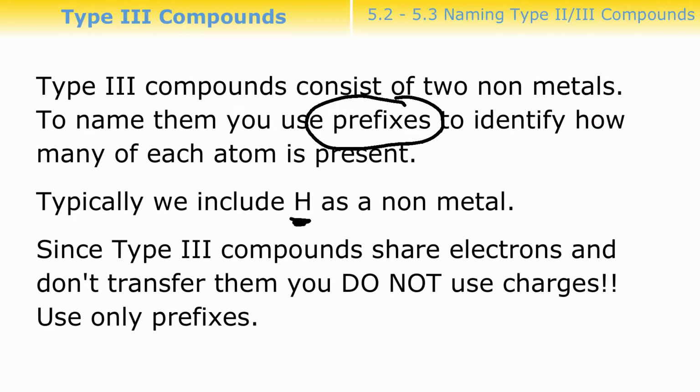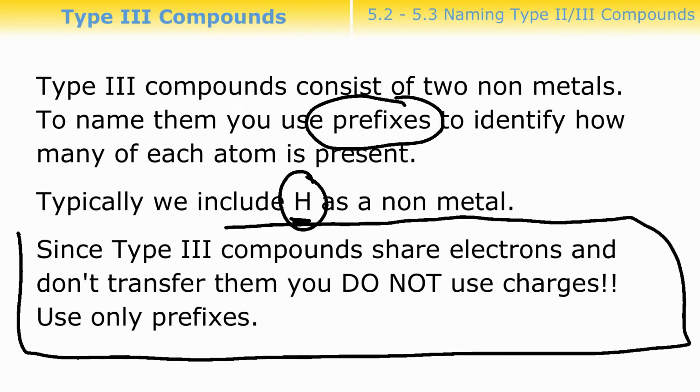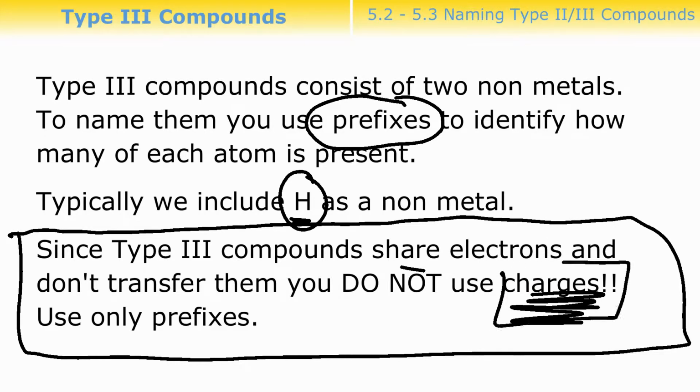Typically, we include hydrogen as a nonmetal, although hydrogen has its own little system of rules too, but typically we throw it over there with the nonmetals. Also, one major thing to worry about in naming type 3 compounds or writing formulas for them is that there are no charges. They're bonded covalently, they share electrons, there's no transfer of electrons. Therefore, you do not use charges like we had to use with type 1 and type 2. So don't even think plus or minus when you're naming type 3 compounds.